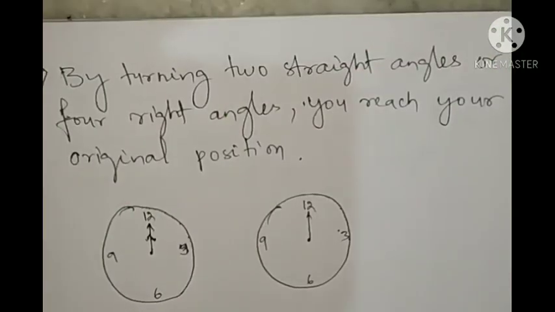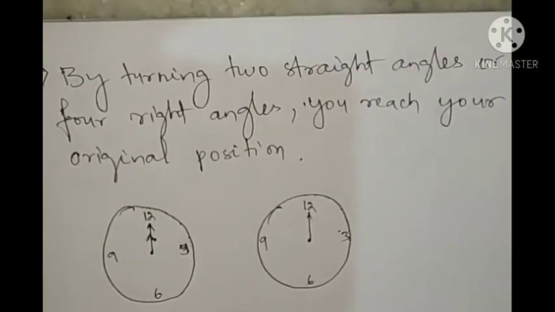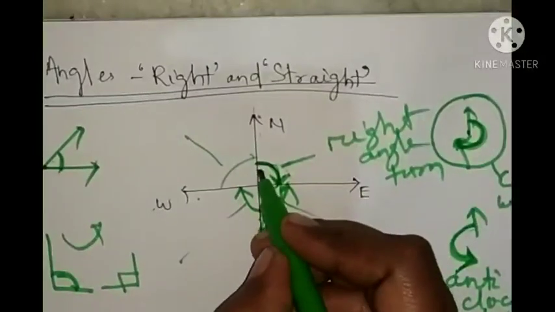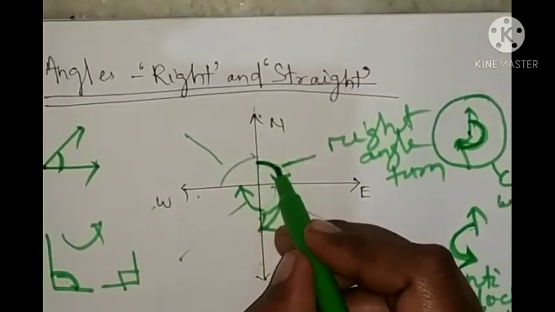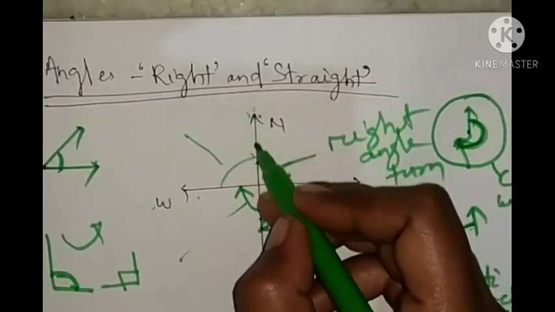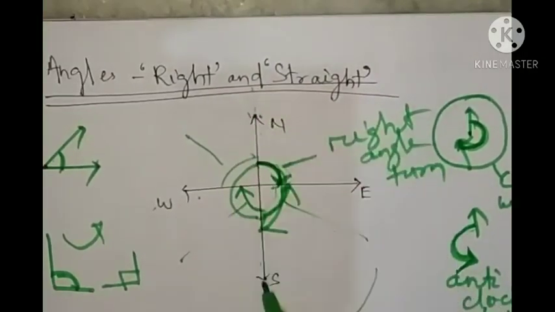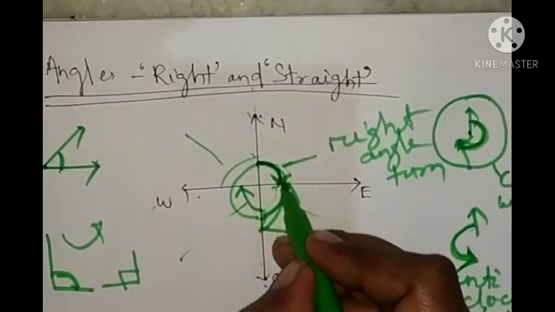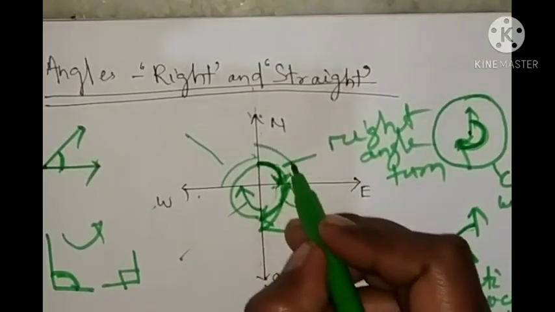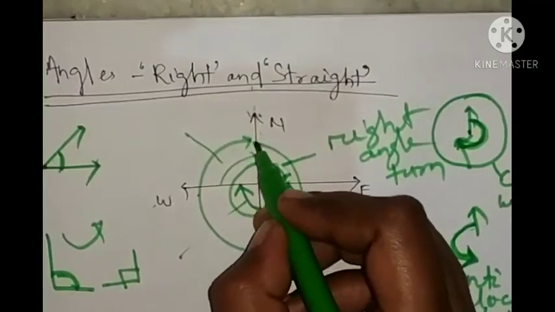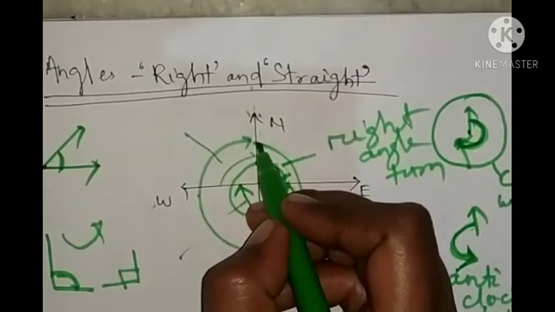Okay. By turning two straight angles or four right angles, you reach your original position. Look at here. If we are starting from here, this one is one straight angle because it is forming a straight line. Here this one is also one straight angle because this is forming a line. So if you are turning two straight angles, one straight angle from here to here, then second straight angle, from where you have started, again you will bring to the same point.